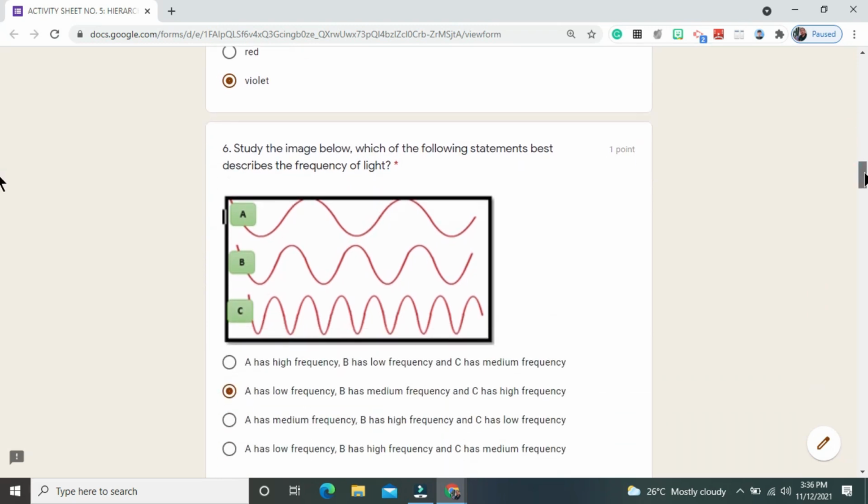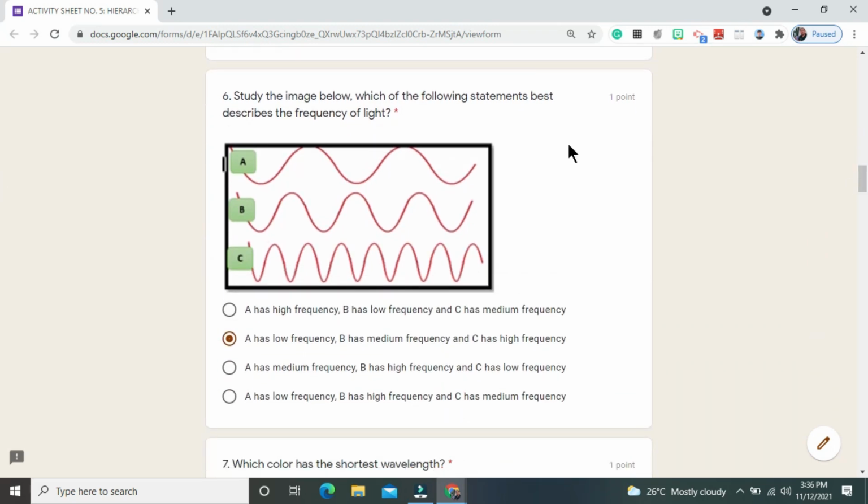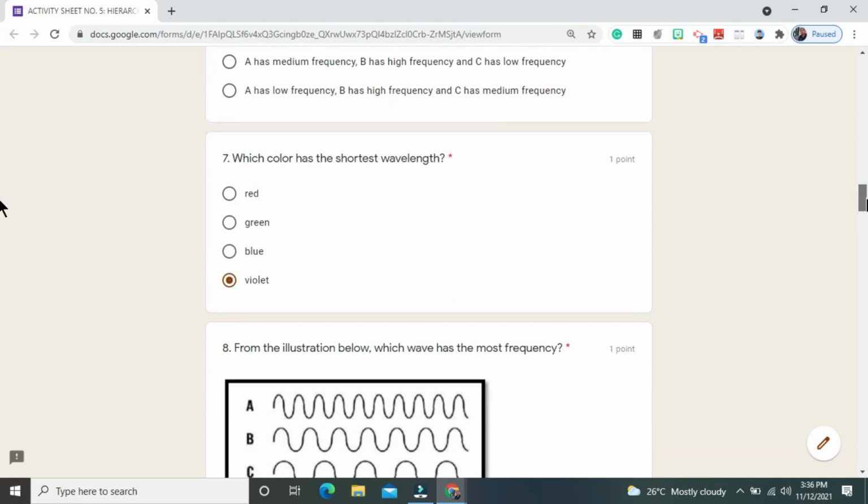Question number 6. Study the image below. Which of the following statements best describes the frequency of light? The correct answer is A. Has low frequency, B. Has medium frequency, and C. Has high frequency.